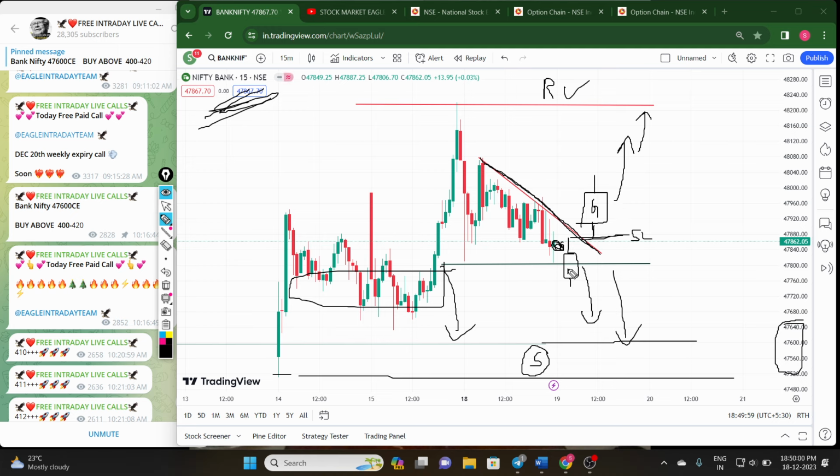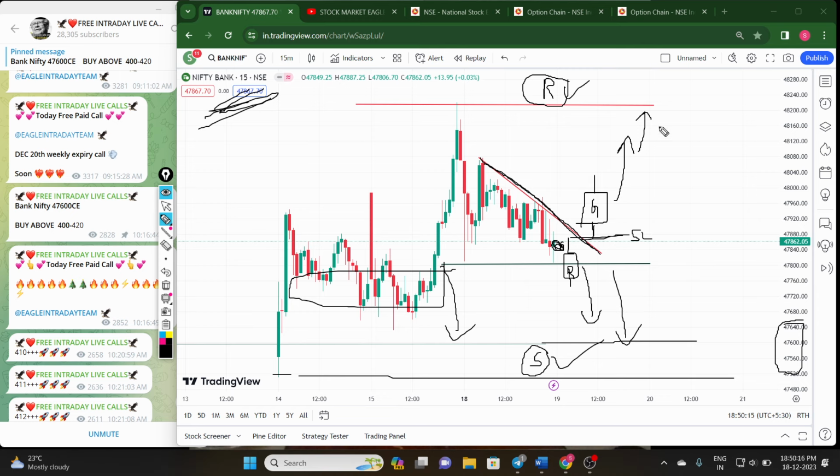Below 47,800, if a red candle is formed, I will consider the selling side. Downside momentum of the price is expected. So this is the resistance area, this is the support zone. So this is the price action I am telling for tomorrow, Tuesday's analysis.